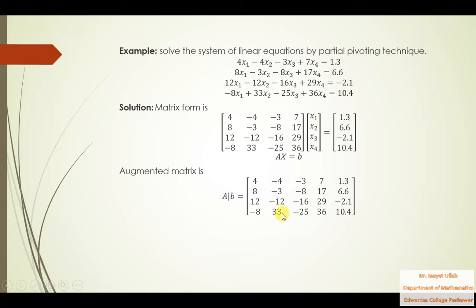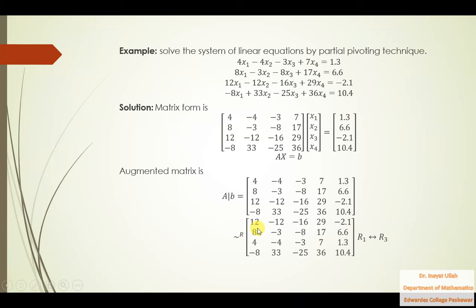In partial pivoting we see that the first non-zero element of the first row is 4, of the second row is 8, of the third row is 12 and of the fourth row is -8. We will consider the row which contains the largest number in the first place, and that is 12. So 12 is the largest of all those elements. So make this whole row row 1. It means that we need to interchange row 1 and row 3. So interchanging row 1 and row 3, we get the third row in the first row and the first row in the third row.